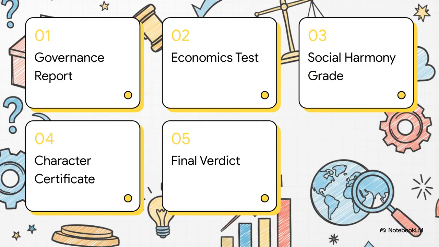So, what's the game plan? Well, look at this. We're going to grade democracy on 5 different subjects. First, governance. That's like the class monitor's report. Then economics, the big maths test. After that, social harmony, which is the group project grade. Then the character certificate. And finally, the final verdict. This structure makes it super easy to remember for your exams.